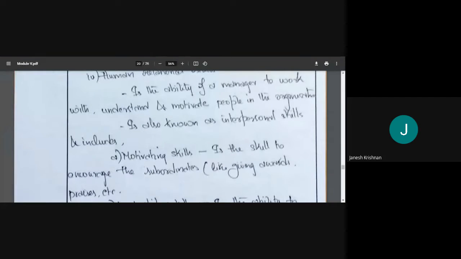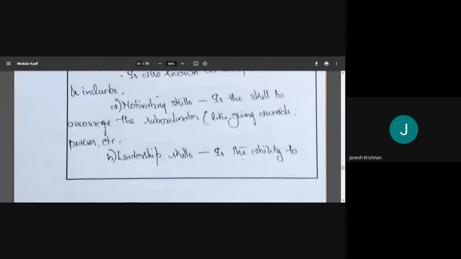We are studying the first module. It includes motivating skills, skills to encourage the subordinates, like giving awards, prizes, etc. What you have to understand is motivation is a very important tool in your manager's arsenal. It should be done in the correct place also. In a closed room, if you say you are doing a good job, it will work, but it will be more effective if it is done in front of other employees, rather than calling you in the staff room and saying you have done a very good job. If I praise you in the classroom, the effect is different, right? So it should be done properly.